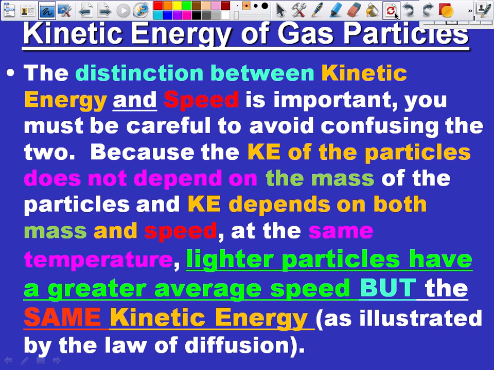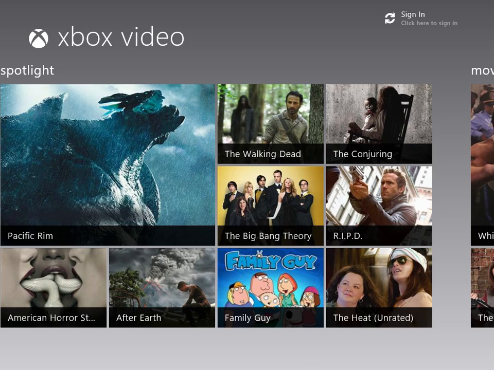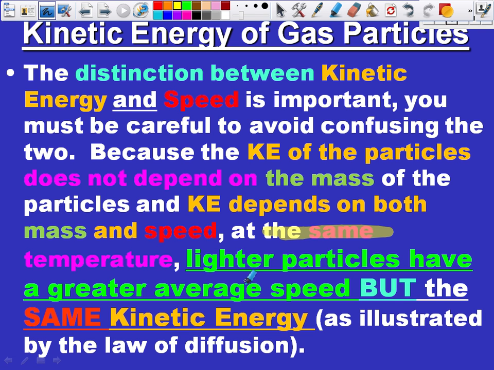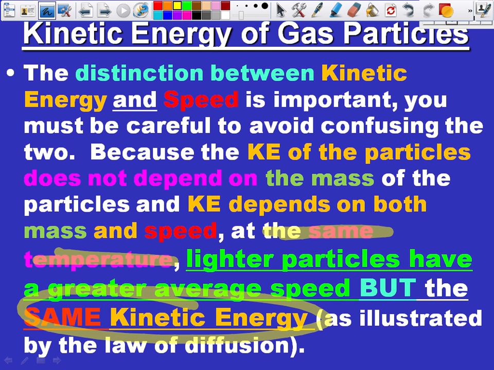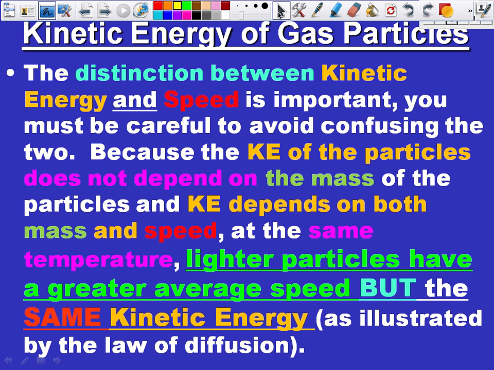And here's the idea that I want you to grasp, which I just explained a second ago. At the same temperature, lighter particles have greater average speed, but again, just like it says, the same kinetic energy. Yes, lighter goes faster, but they'll have the same energy as the larger, more massive particles, as long as they're at the same temperature.